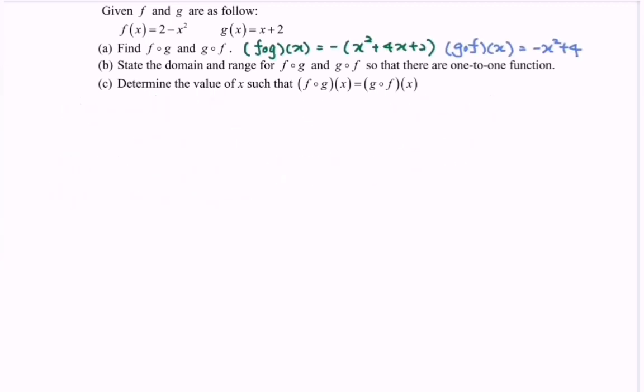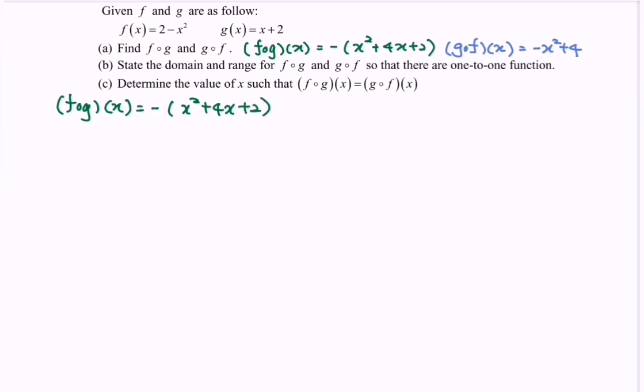Kindly refer to part B. State the domain and the range for the functions f∘g and g∘f so that they are one-to-one functions. Refer to the function f∘g. For this case, f∘g is equal to negative (x squared plus 4x) plus 2.